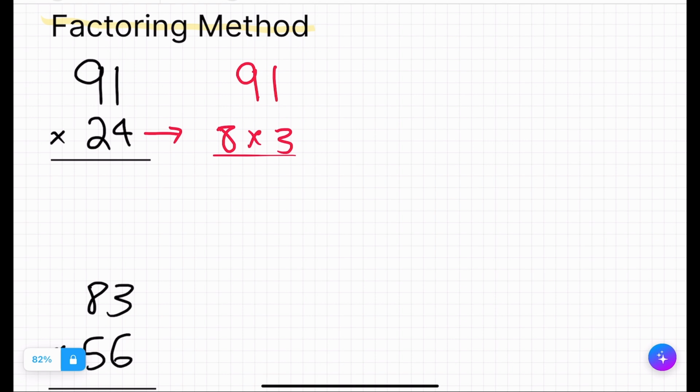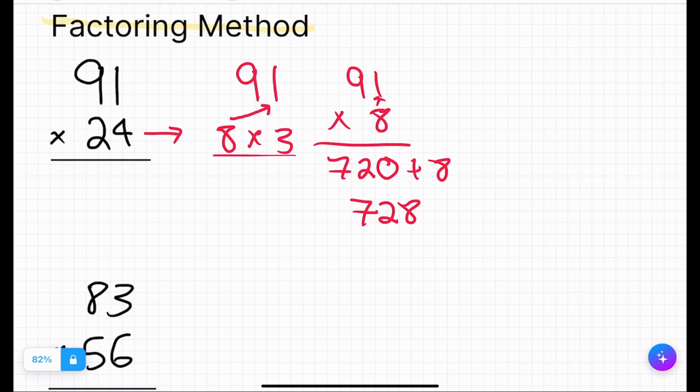First, I always like to multiply the higher number by the number that we need to multiply by first, and you'll see why. So first, I'm going to take 91 times 8. And this may look daunting, but we're going to break this down. 9 times 8 is 72, but we're working with 90. So this is going to be 720. And then we're going to add 8 times 1, which is 8. So our answer is going to be 728. However, now we need to take 728 and multiply that by 3.